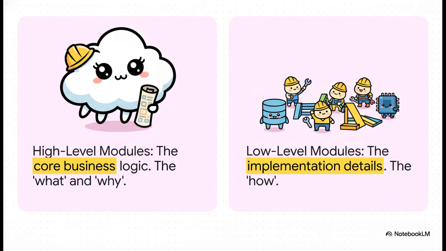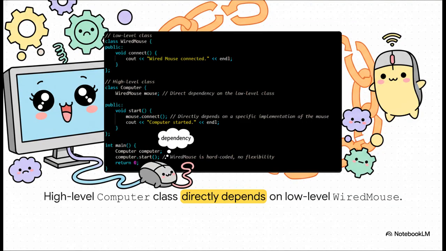You have your high-level modules. This is your core business logic, the what and the why of your application. And then you have low-level modules. This is the nitty-gritty stuff, the how, like the specific details of talking to a database or connecting to a piece of hardware. So here is a perfect example of that rigidity problem.